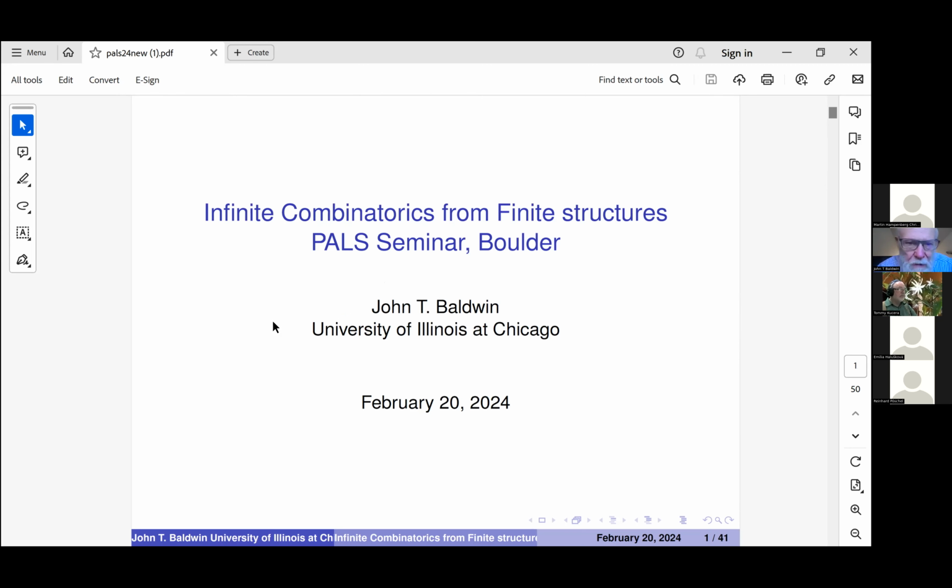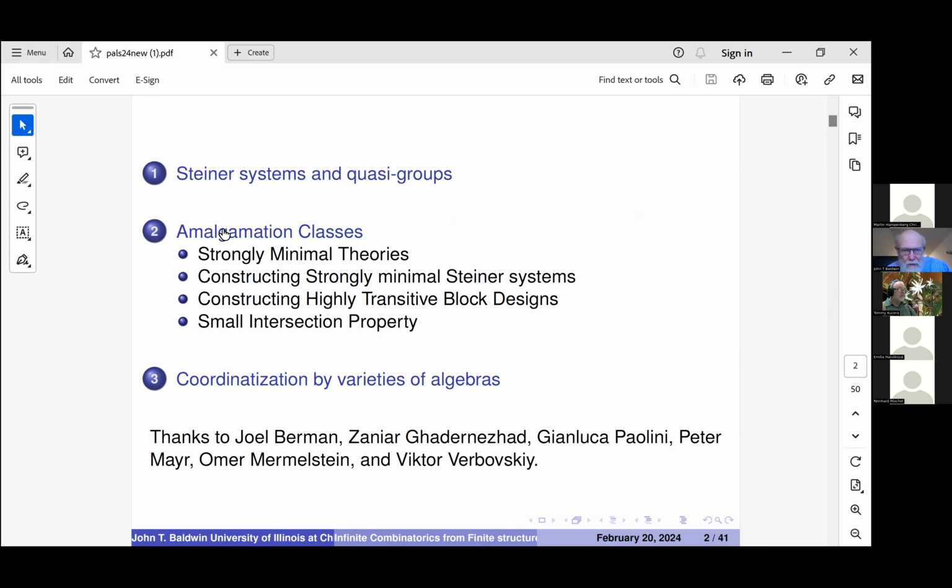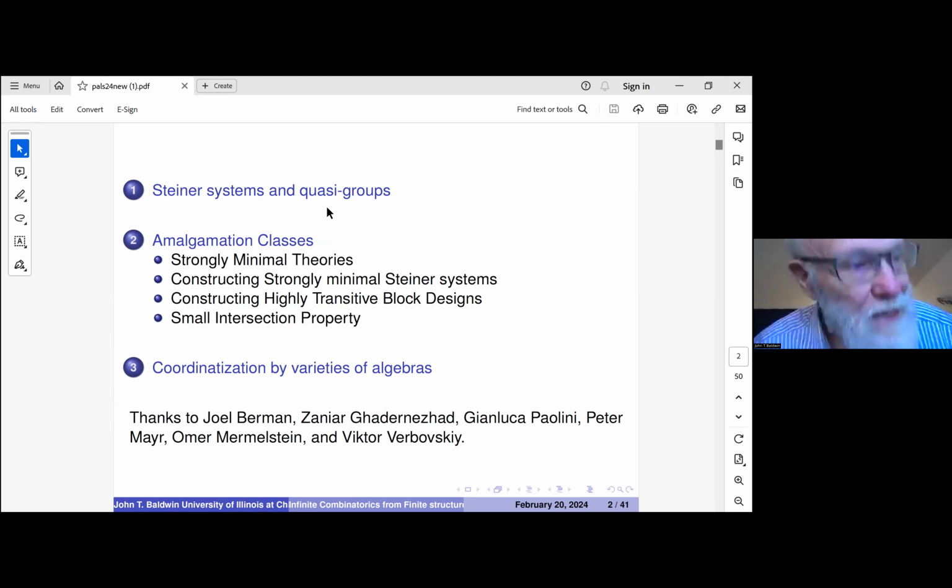So I'm going to talk basically about how to build various kinds of combinatorial structures, infinite structures, by the method of amalgamation classes, with basically one general method with a lot of variations. And the main point of this talk is to describe how these variations arose and how they can be played with and what kinds of things one could get.